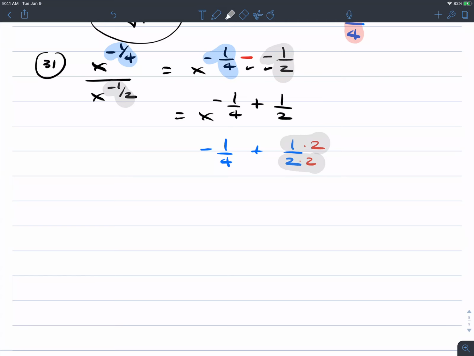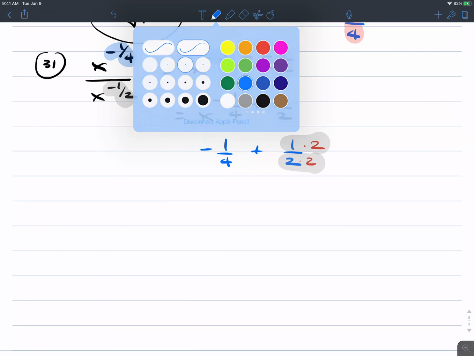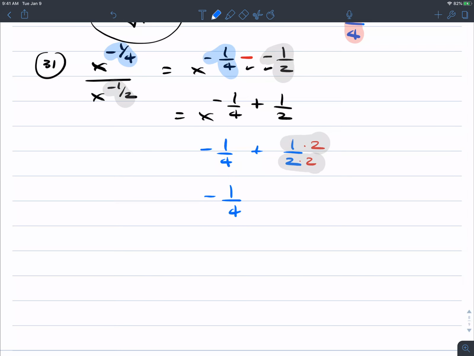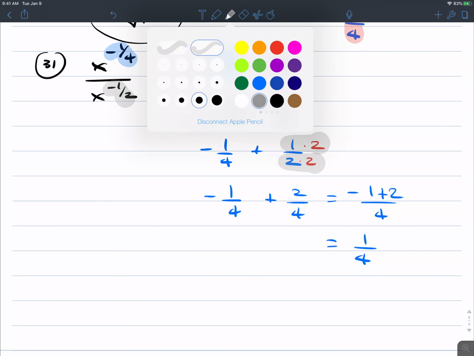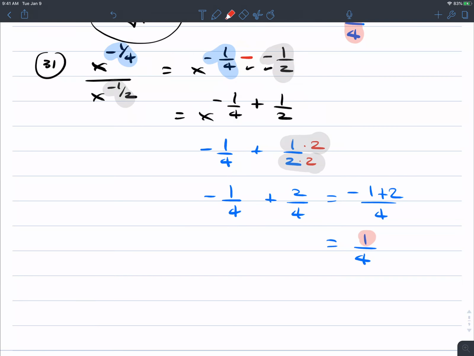Cross and across. Negative 1/4 plus 2/4, which is negative 1 plus 2 over 4, which is positive what? 1/4. Here is my new power. So final answer is x to the 1/4 written as a radical, the 4th root of x.